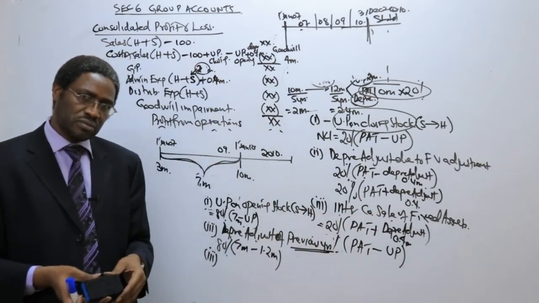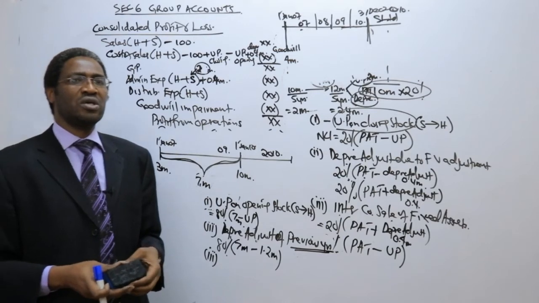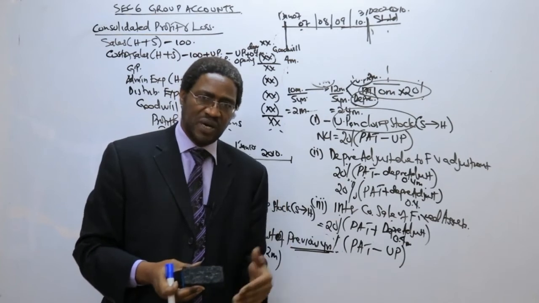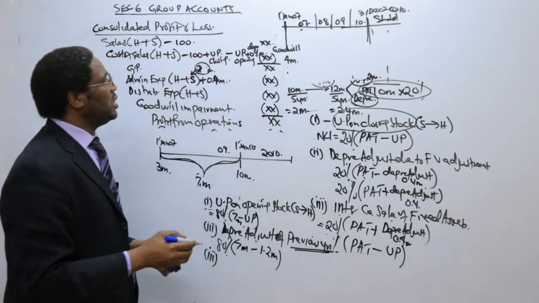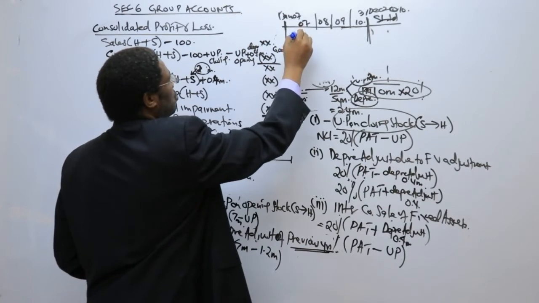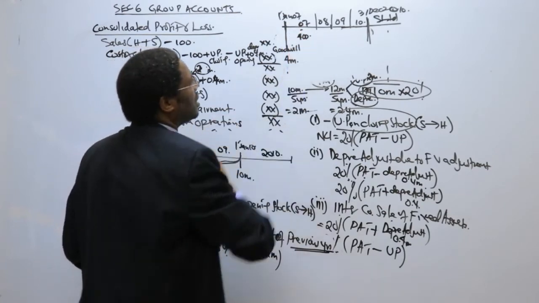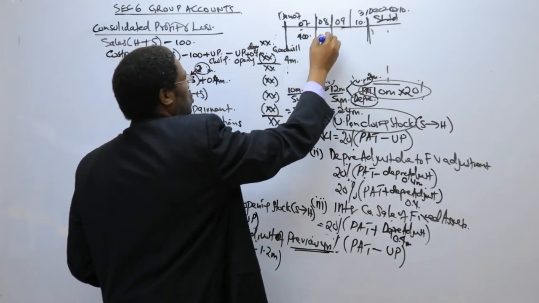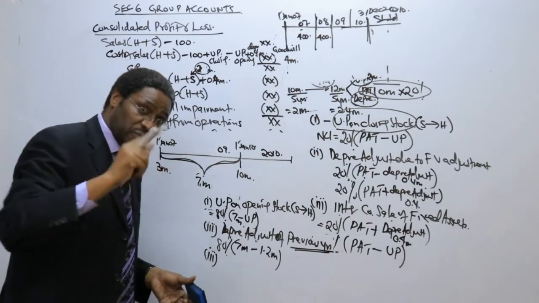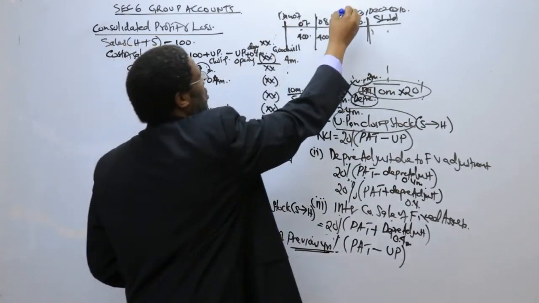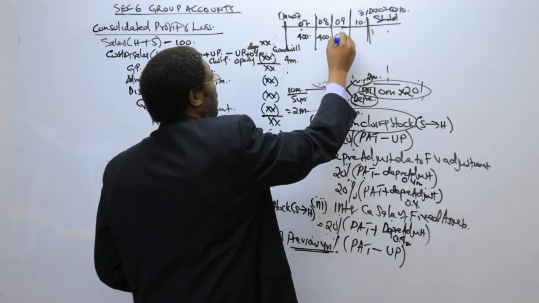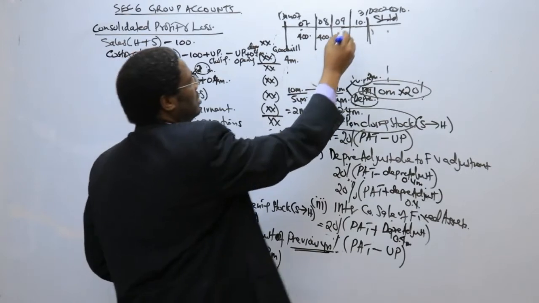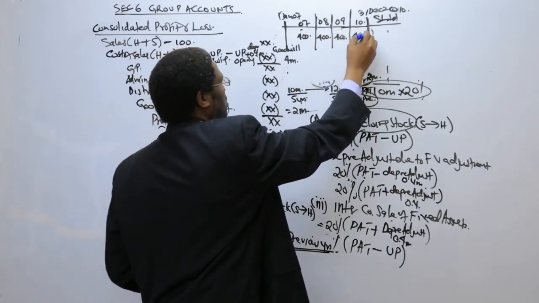Maybe the question tells you goodwill suffered an impairment loss at the rate of 10% per annum. So it means in the year 2007, that goodwill suffered an impairment of 400. In the year 2008, that goodwill suffered another impairment loss of 400, which is 10% of 4 million. In the year 2009, another 400. In the current year, 2010, another 400.